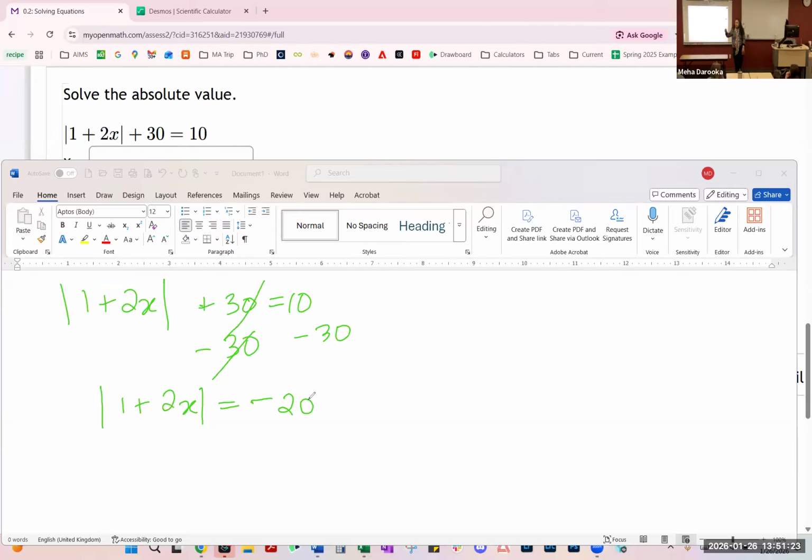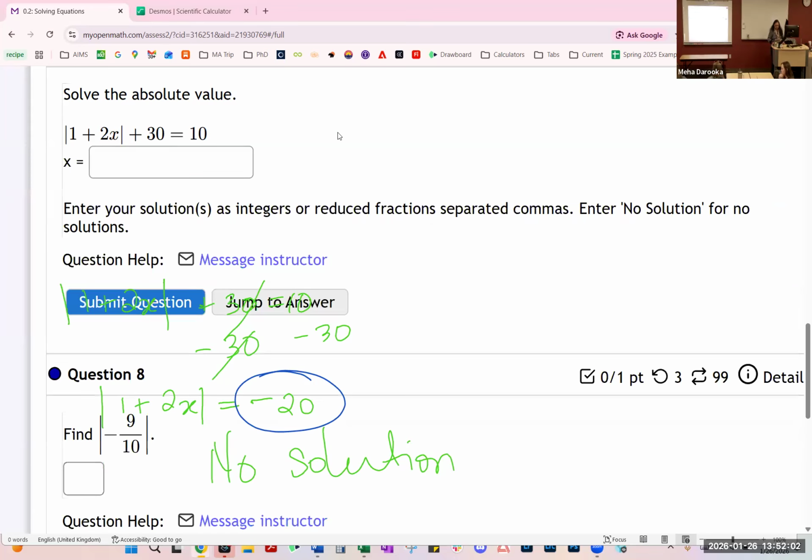So that's what you have to be careful about when you're dealing with absolute value equations. Anytime you get a situation where you have an absolute value equal to a negative number, that tells you there is no solution to this equation. Because how can distance be negative 20? Distance can be 0, distance can be positive, but distance cannot be negative. So this one has no solution. As soon as you see that negative number on the right-hand side, you're done. So you can write no solution.